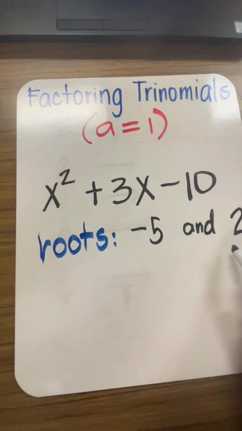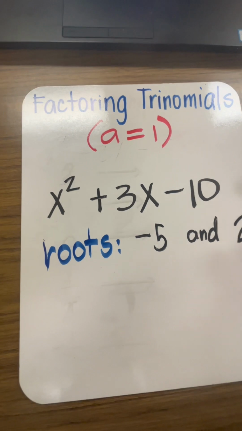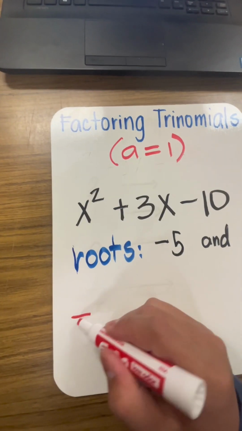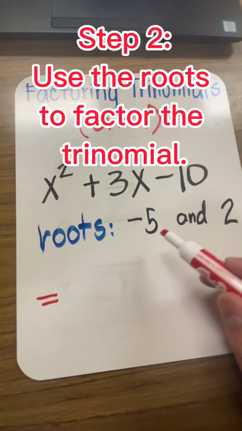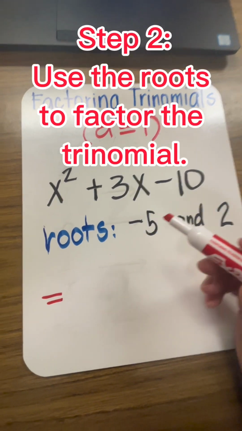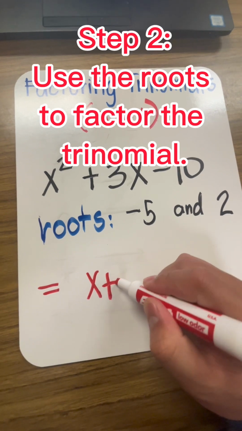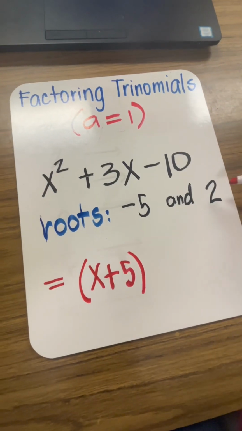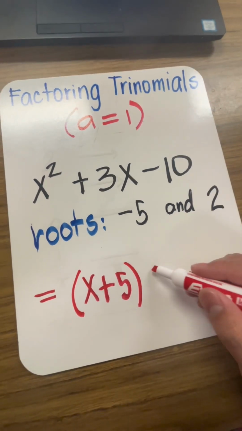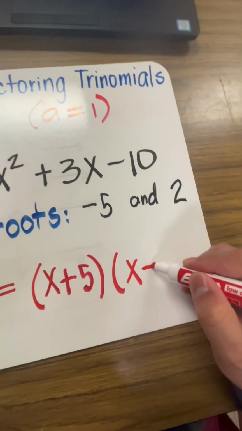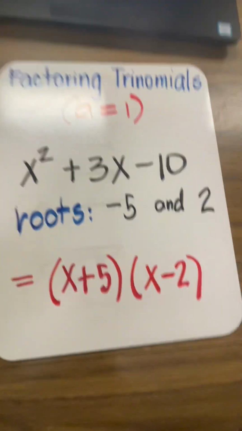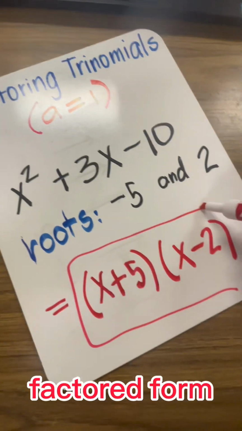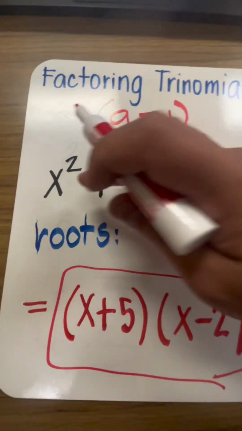Once you know the roots, you can use these numbers to factor the given trinomial, and this is the factored form. Remember the relationship of roots and factors? If I have -5, I should have x plus 5 as one of the factors, and then close it with parentheses. And if I have +2, I should have x minus 2 as another factor, closed with parentheses. So this is the factored form of the given trinomial.